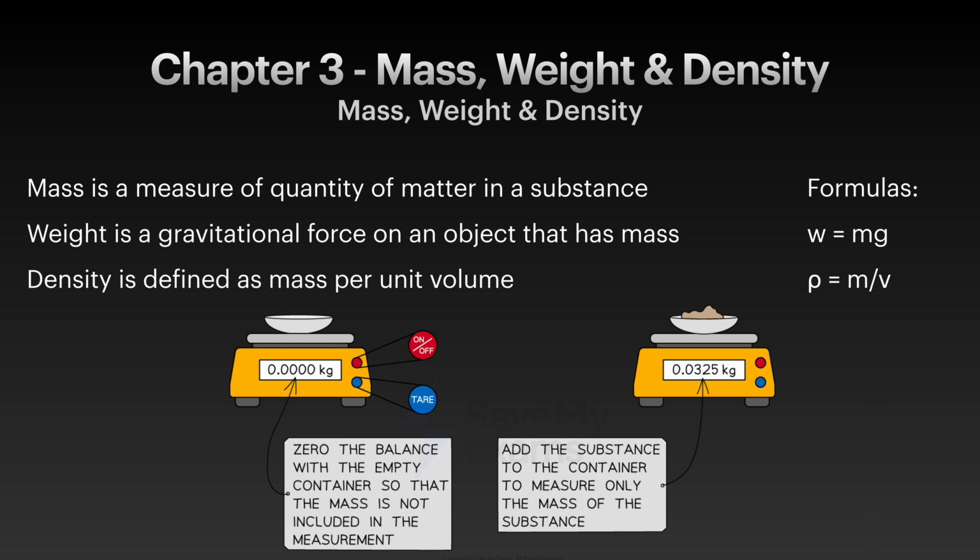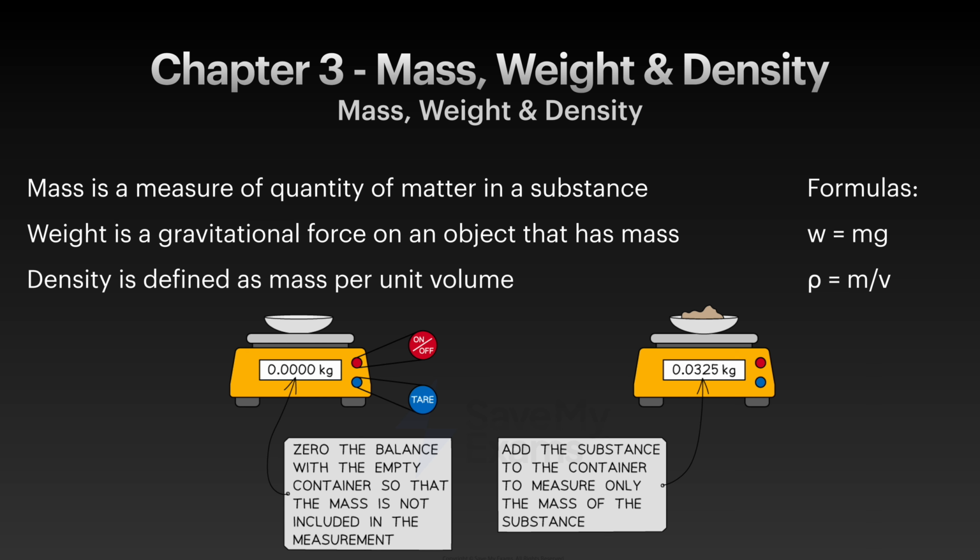Let's now talk about mass, weight, and density. Three concepts that sound similar but are quite different. Mass is the amount of matter in an object. It stays the same no matter where you are, Earth, the Moon, or even in outer space. It is measured in kilograms.